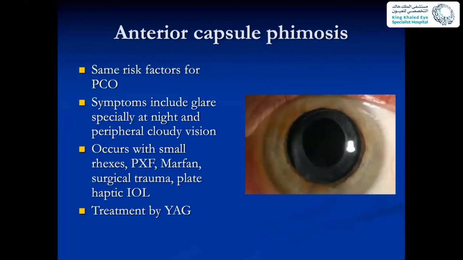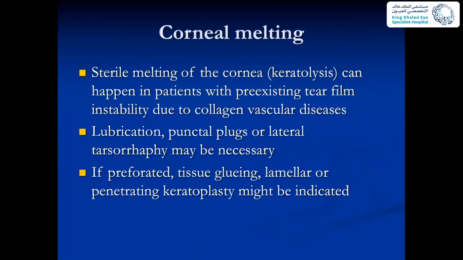Anterior capsule phimosis has the same risk factors as PCO. Symptoms are glare, especially at night, and it occurs with small rhexis, pseudoexfoliation, Marfan, surgical trauma, plate haptic. The treatment is by doing some relaxing radial incisions into the anterior capsular rhexis and relaxing this phimosis.